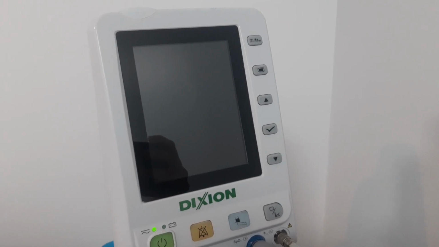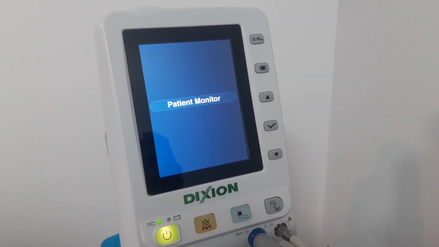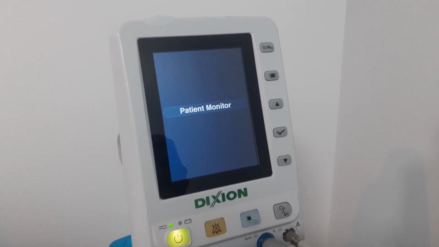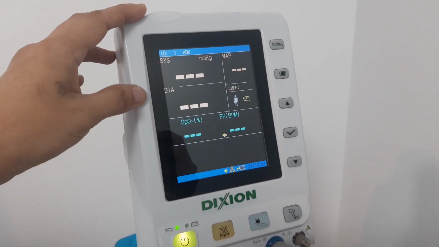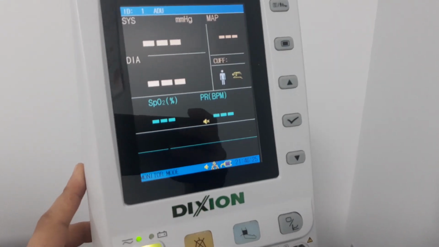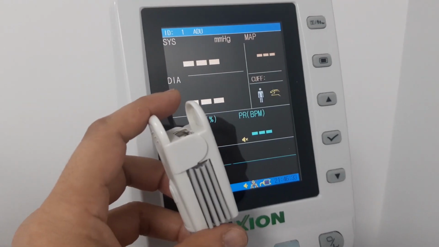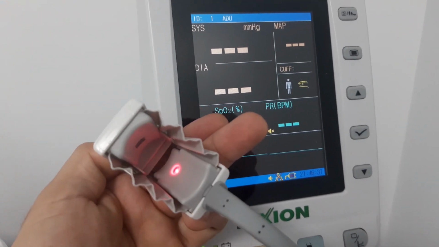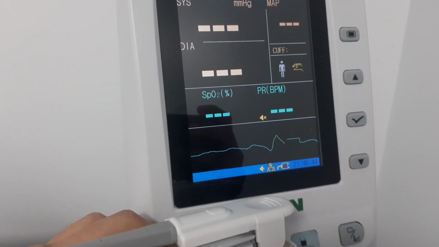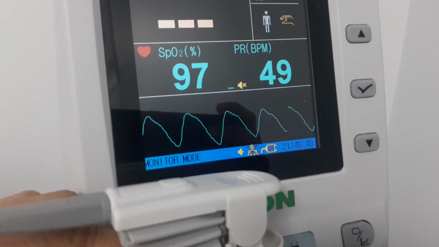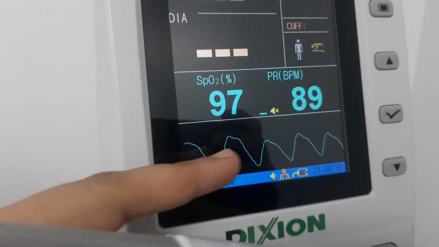We have here a vital sign monitor with the pulse oximeter. So we will turn it on. So this is the SpO2, and here is the probe. See, we'll put it on. So this is the reading for SpO2, pulse rate, and the waves.